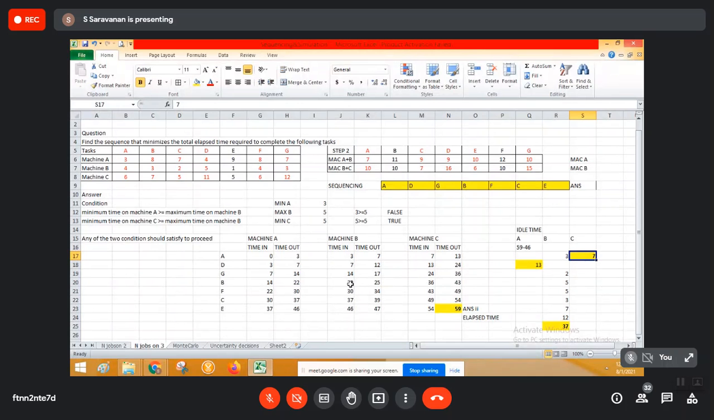12, 14, 2 idle. 17, 22, 5 idle. 25, 30, 5 minutes idle. 34, 37, 3 minutes idle. 39 and 46, 7 minutes idle. So we have to calculate only within the specific machine. Clear? For individual machines, we need to calculate the idle time.